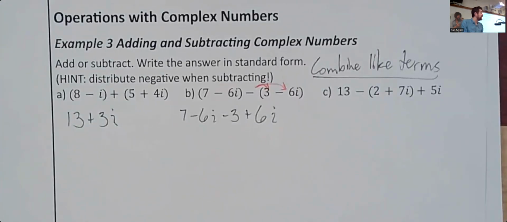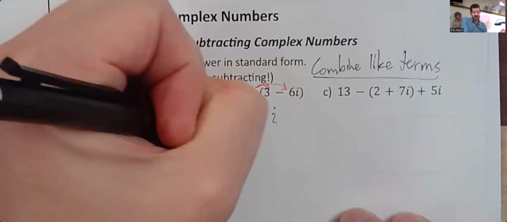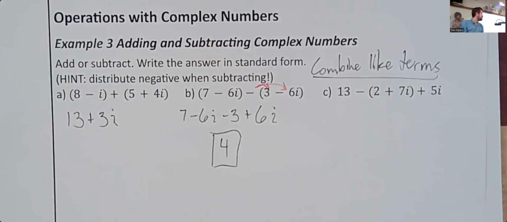And essentially, you just combine your like terms. What do you get on this one? 4, because the imaginary units cancel each other out. So sometimes two complex numbers result in a real number.